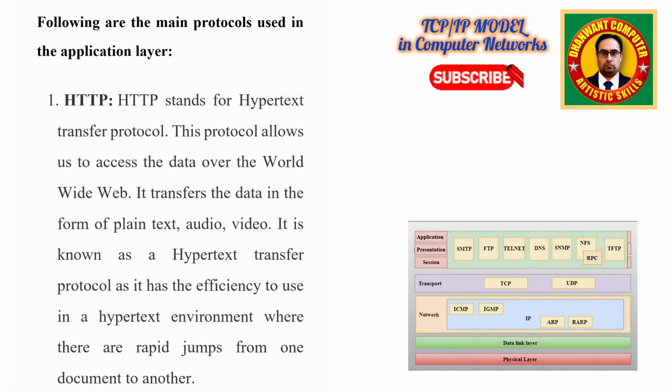Following are the main protocols used in the application layer. 1. HTTP. HTTP stands for Hypertext Transfer Protocol. This protocol allows us to access the data over the World Wide Web. It transfers the data in the form of plain text, audio, video. It is known as a hypertext transfer protocol as it has the efficiency to use in a hypertext environment where there are rapid jumps from one document to another.